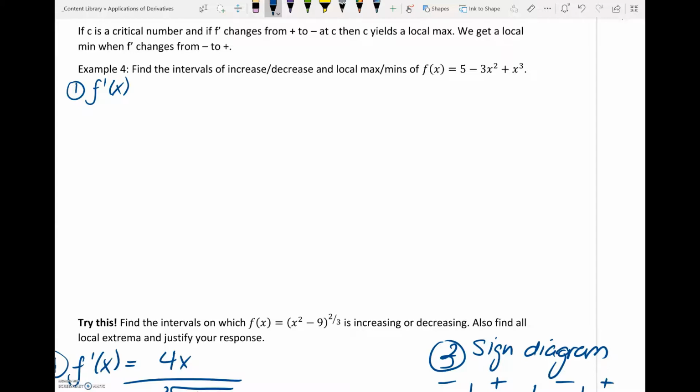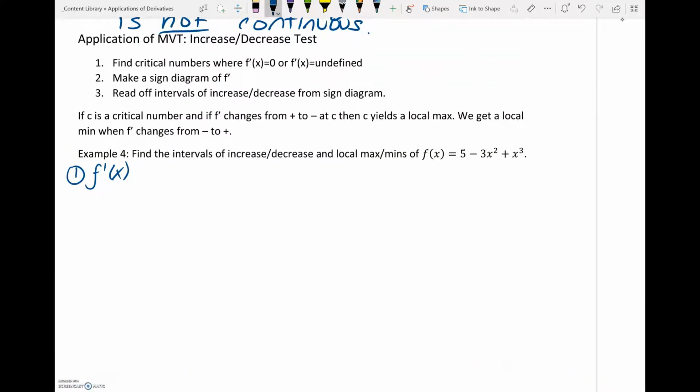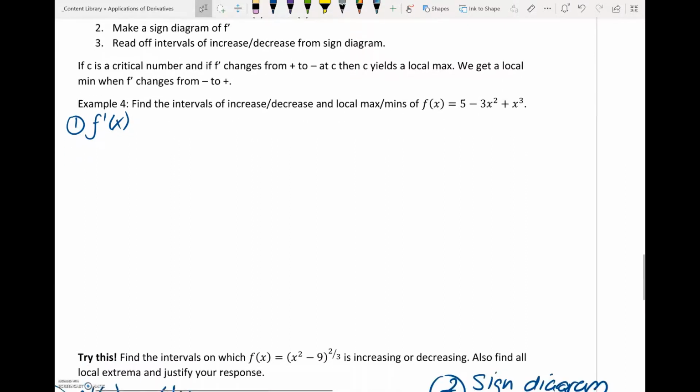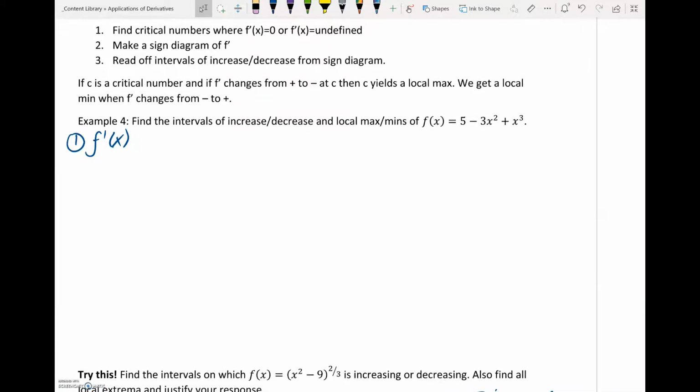So the first thing we want to do, if we read back, we want to find the critical numbers. So we're going to take the derivative of f of x and then set it equal to 0 to figure out what our critical values are, and find where f prime of x is undefined. So the derivative of f is going to be negative 6x plus 3x squared. Now this is never going to be undefined, so we won't get critical numbers from that, but we can set this equal to 0 and then find our critical numbers that way. So in between these two terms, I can factor out a 3x.